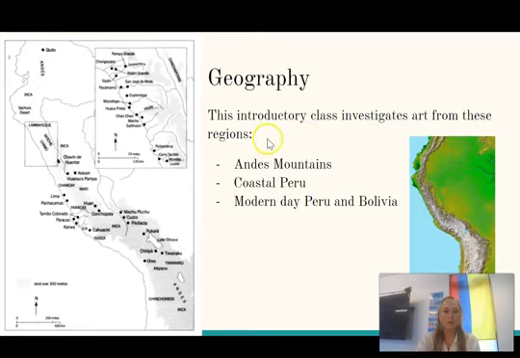So the regions we'll be focusing on are going to be the Andes Mountains, coastal Peru, again, modern-day Peru and Bolivia. So the term the Andes can refer to either the mountain range that stretches along the west coast of South America, but it also is used to refer to a broader geographic area. This includes the coastal deserts just to the west of the mountains, and also the tropical jungles just east of the Andes Mountains. And this region is home to a distinct cultural area.